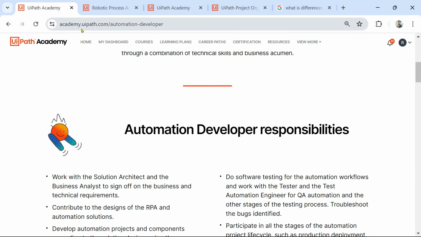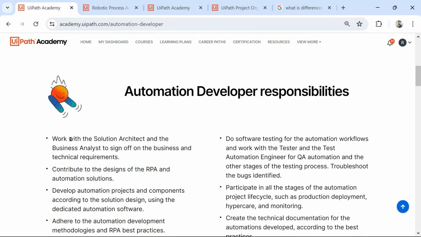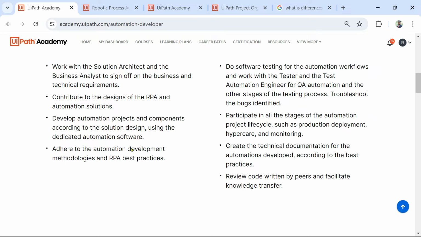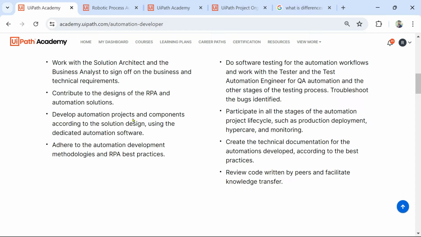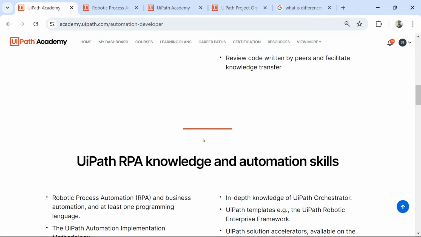For this, I have got one of the documents from academy.uipath.com on the automation developer. Automation developer responsibilities, right? Work with the solution architect and the business analyst to sign off on the business and technical requirements, contribute to design of the RPA and automation solutions as a developer, develop automation project components according to the solution design, using the dedicated automation software, adhere to the automation development methodologies and RPA best practices. So these are some of the responsibilities of the UiPath automation developer.